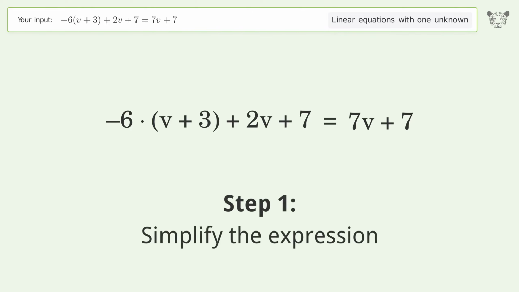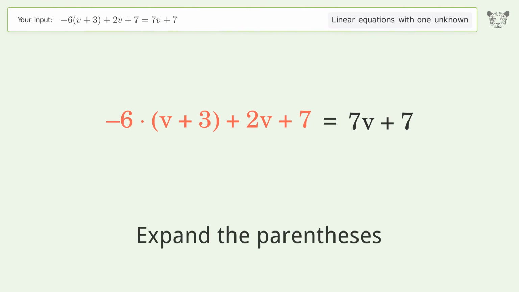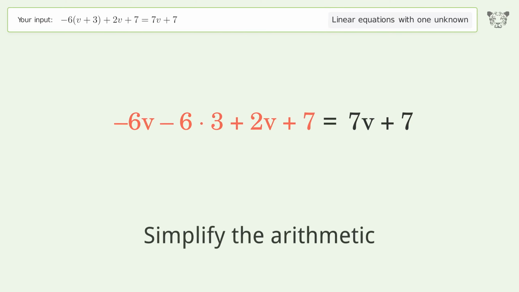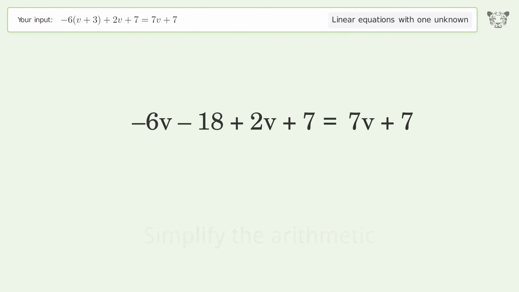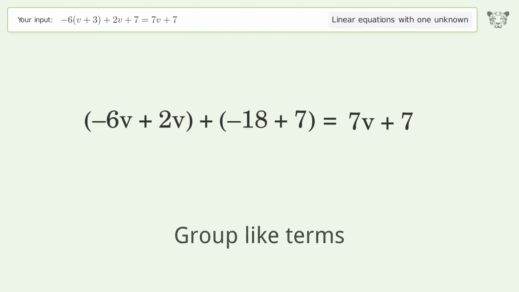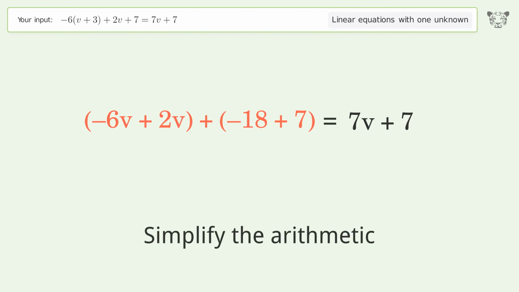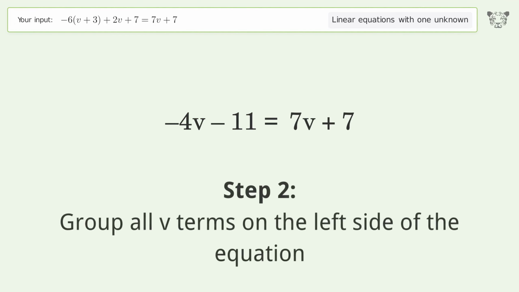Simplify the expression. Expand the parentheses. Simplify the arithmetic. Group like terms. Simplify the arithmetic. Group all v terms on the left side of the equation.